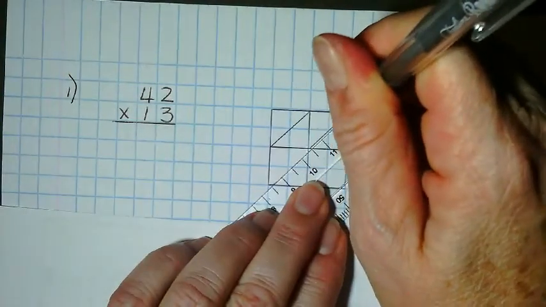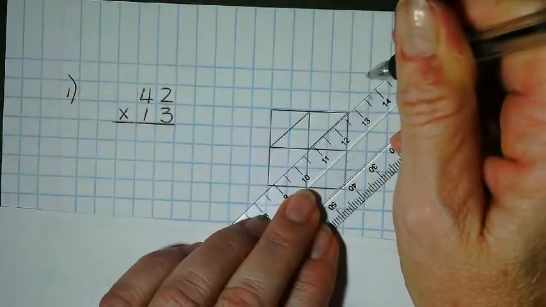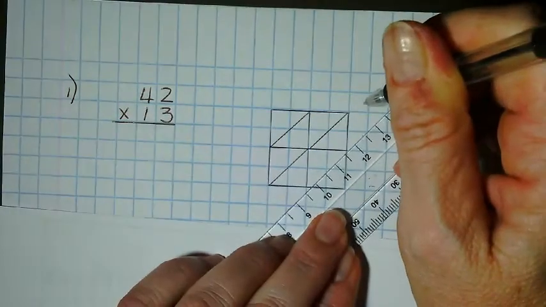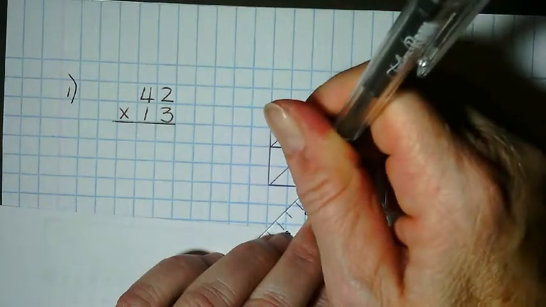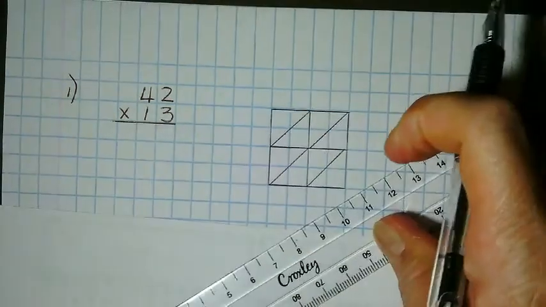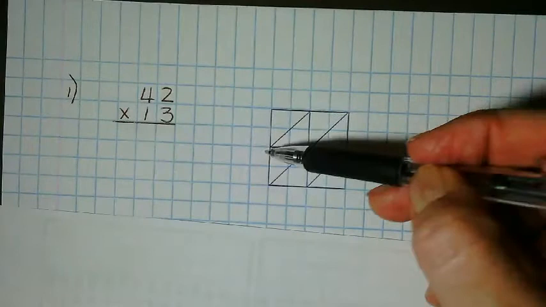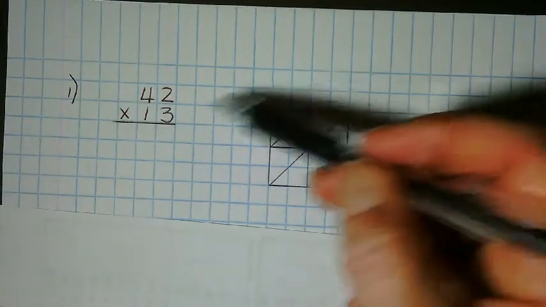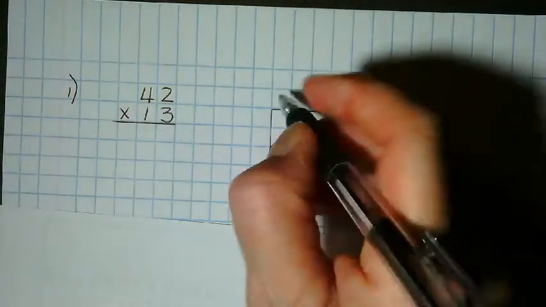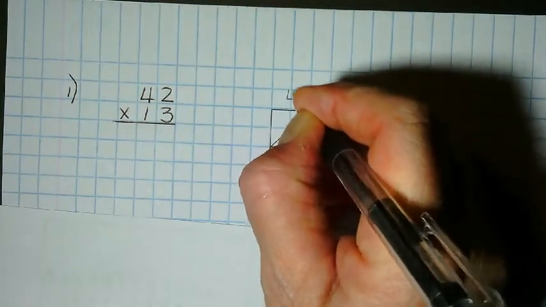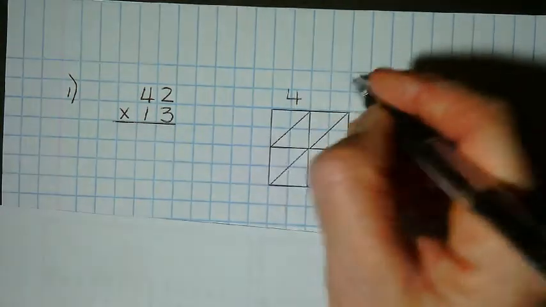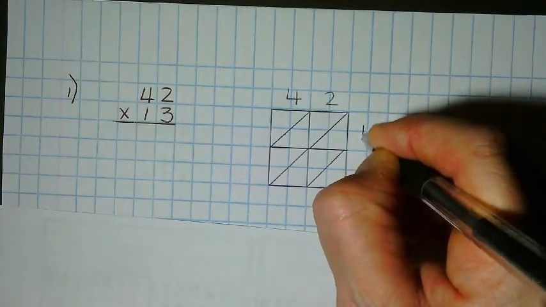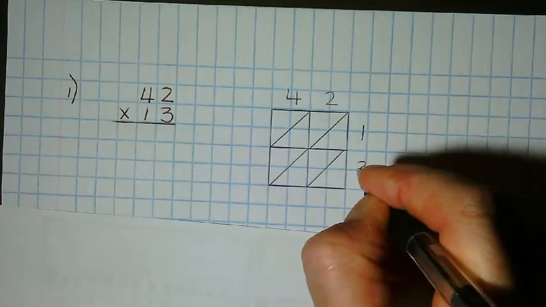Okay, you'll see that I started with a big square, then I divided them into quarters, and then every quarter I did the diagonal lines again. So you'll see that when I write these numbers, I'm going to write it the same way as I did with the previous ones, so the 4 and the 2, and then on the right hand side I'm going to write the 1 and the 3.